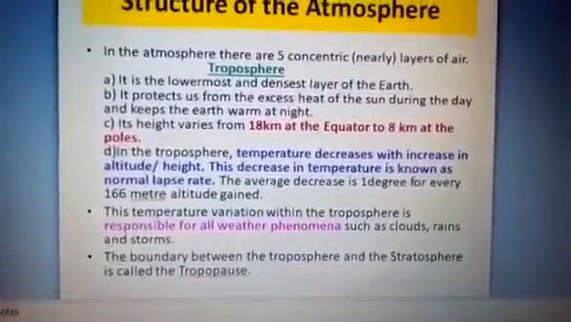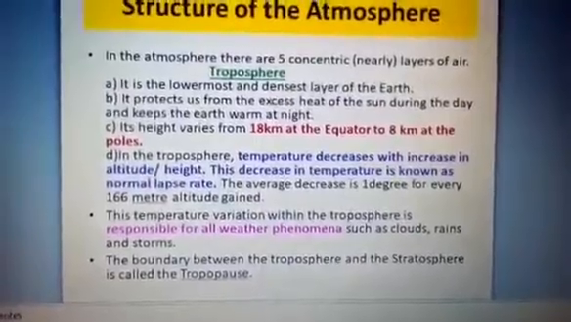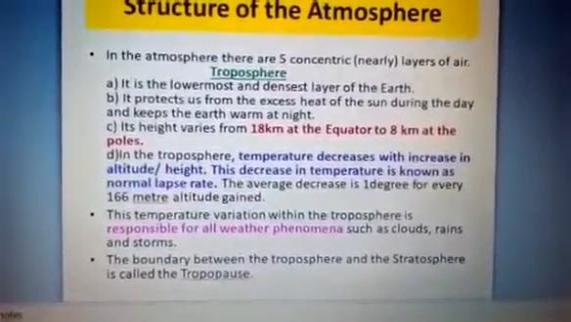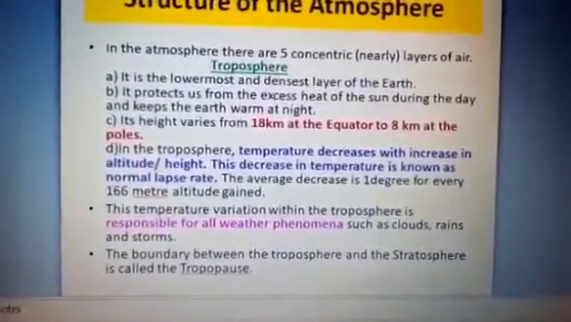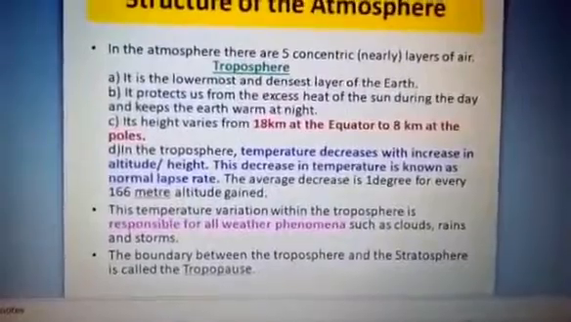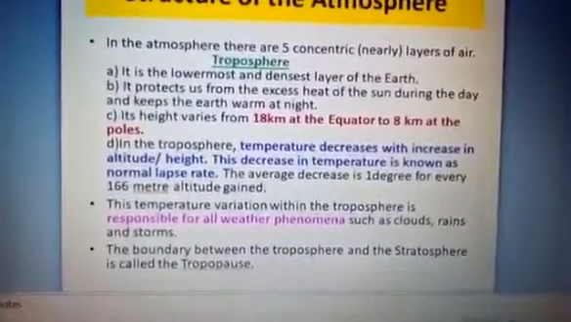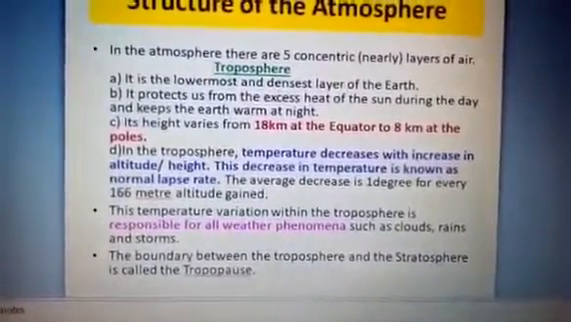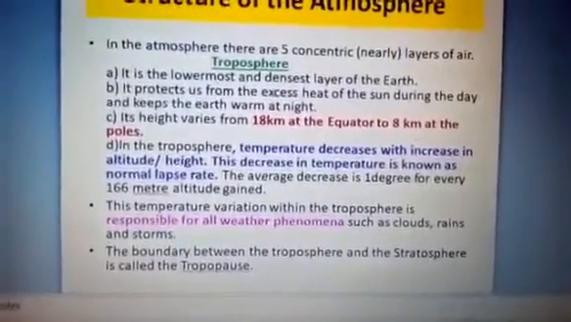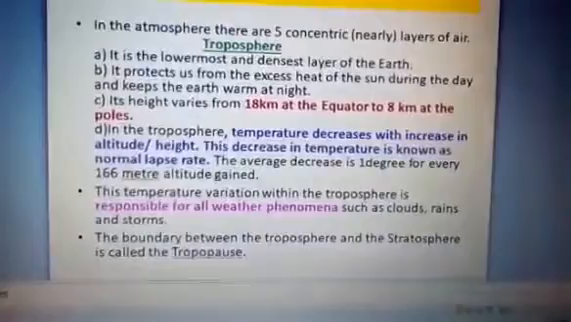Now poles, I'm talking about the north pole and the south pole, and this variation is very important. This difference is very important for you to learn. Then we have in the troposphere, the temperature decreases with the increase in height. This decrease in temperature is known as the normal lapse rate. Now, this lapse rate definition has to be learnt by heart. Please make sure you learn it.